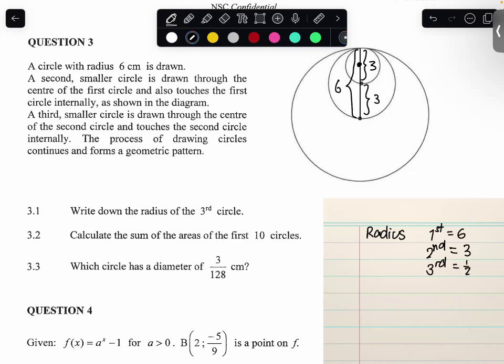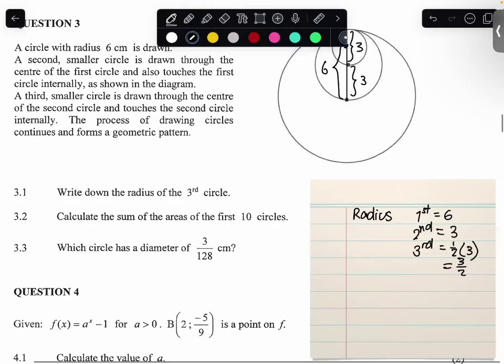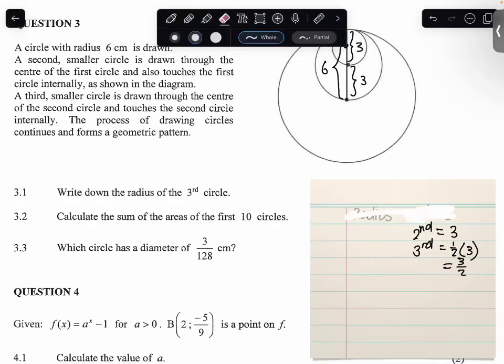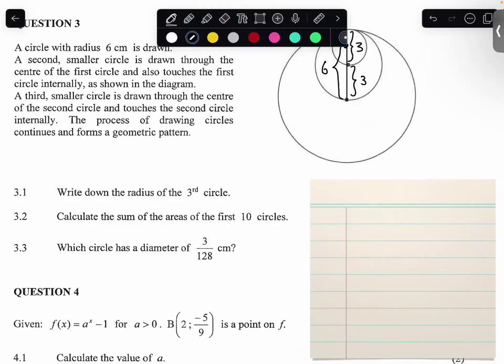Half of 3 is 3/2. Right? That's as simple as that. Okay. Calculate the sum of the areas of the first 10 circles. Now they're asking me in terms of area, which means I need a sequence for areas, meaning I need the first 3 terms for the areas of the 3 circles.